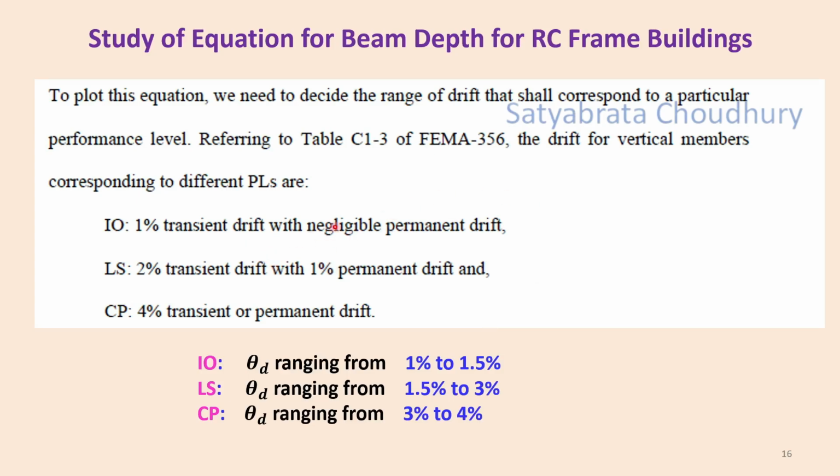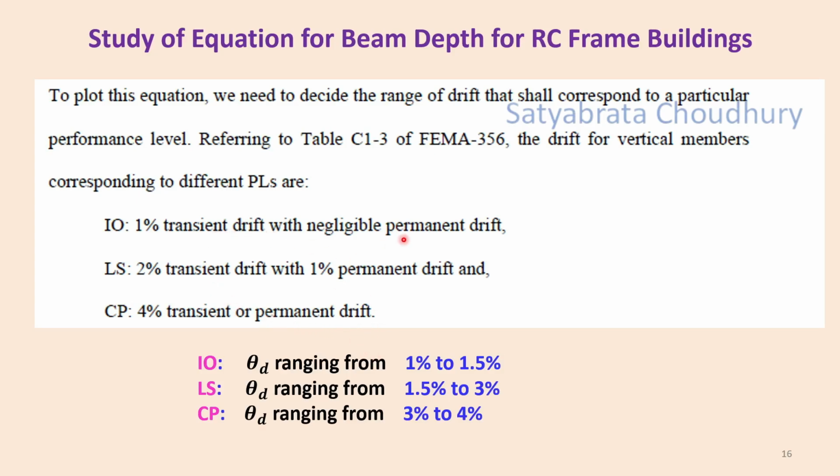Now how much the value of theta D in that equation should be, you have to decide. In FEMA documents some hints are given for primary elements. Primary elements means columns, shear walls, etc. For IO, 1% transient drift with negligible permanent drift. LS, 2% transient drift with 1% permanent drift. And CP, 4% transient or permanent drift.